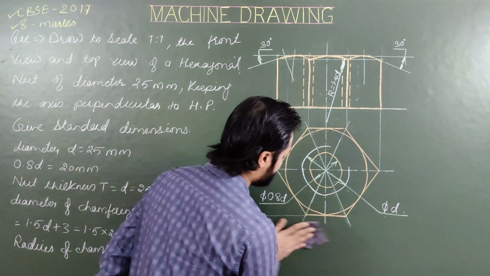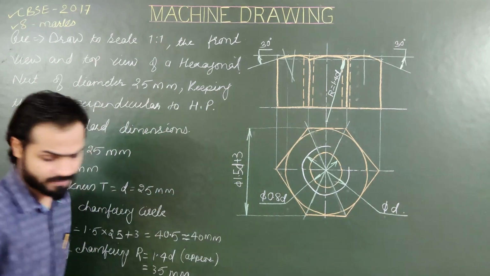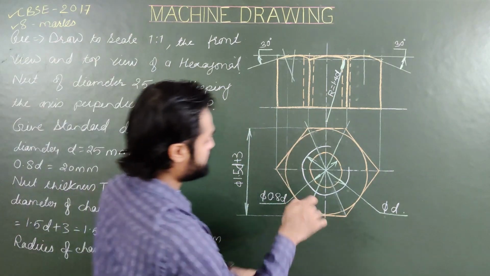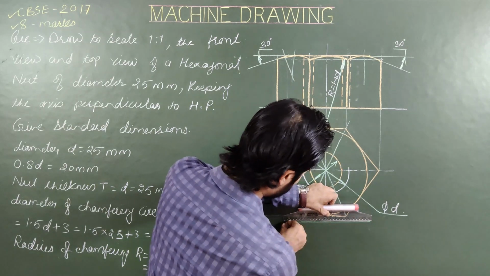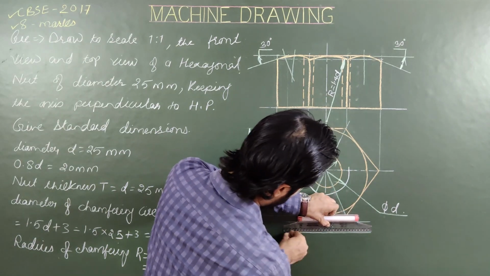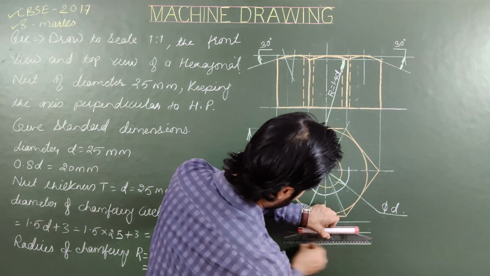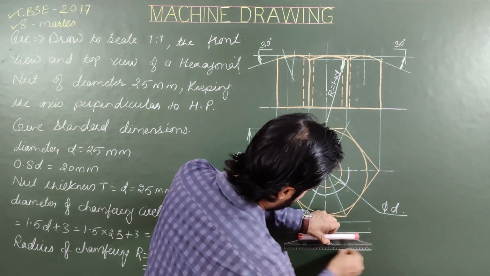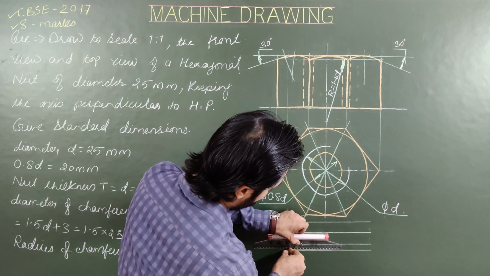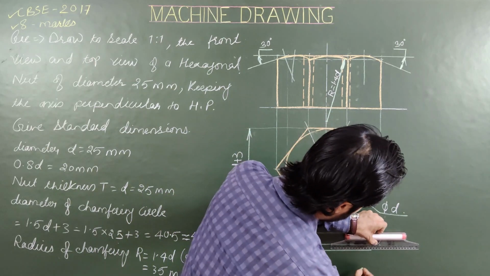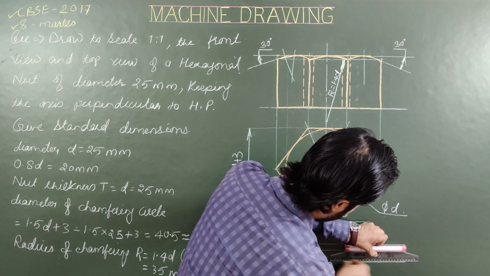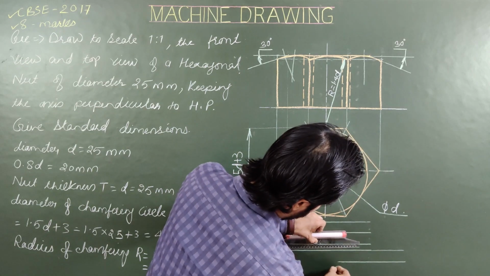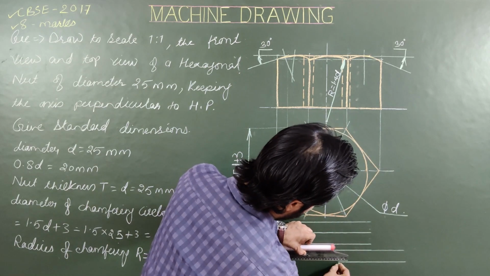Next, please draw a dimensioning table just below its top view. So draw the dimensioning table and write the heading of your drawing. The heading is hexagonal nut.